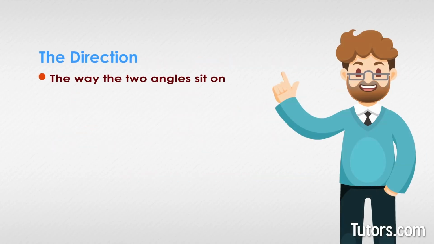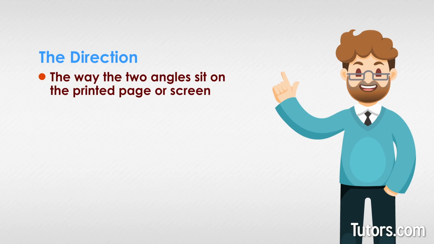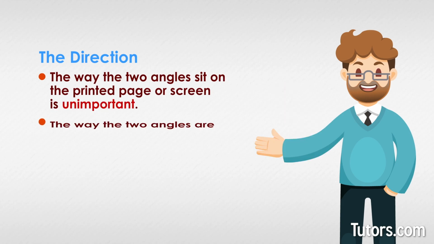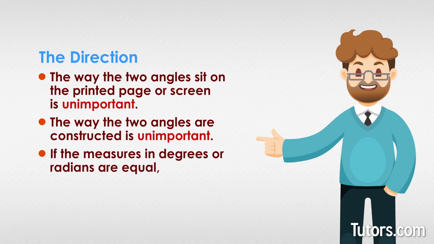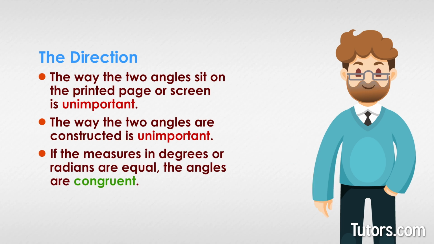The direction, the way the two angles sit on the printed page or screen, is unimportant. The way the two angles are constructed is unimportant. If the measures in degrees or radians are equal, the angles are congruent.